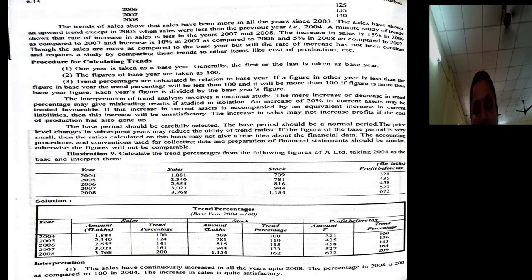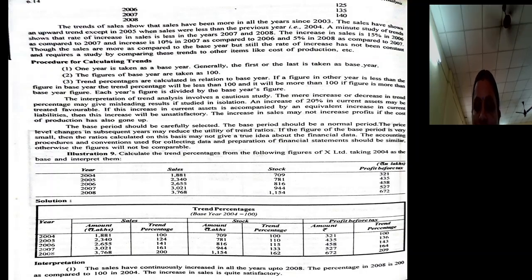In the same way, we need to calculate for stock. So if 709 is 100, because 709 should be taken as 100 since we consider 2004 as the base year, then what is 781? It will be 110. What is 816? It will be 115. What is 944? This will be 133. What is 1154? It will be 162.